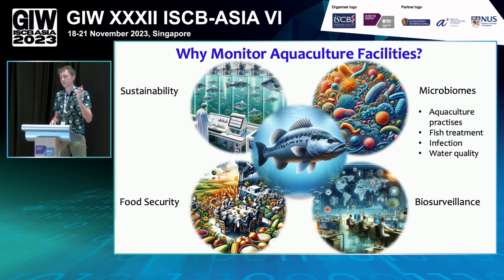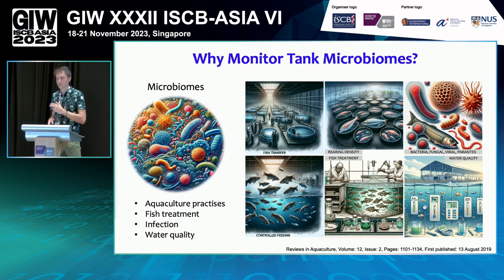And so as part of this, we also want to understand going forwards as well, in terms of biosurveillance, what are the threats that the fish can have, and what organisms can grow that can be pathogenic. And so in order to study this, we then look to the microbiome. And so the microbiome, you can examine it in a number of ways in this particular context, which is to look at the practices, the fish treatment, infection events, as well as the water quality.